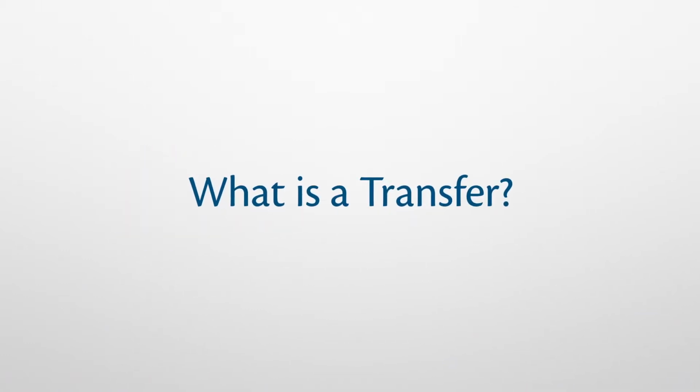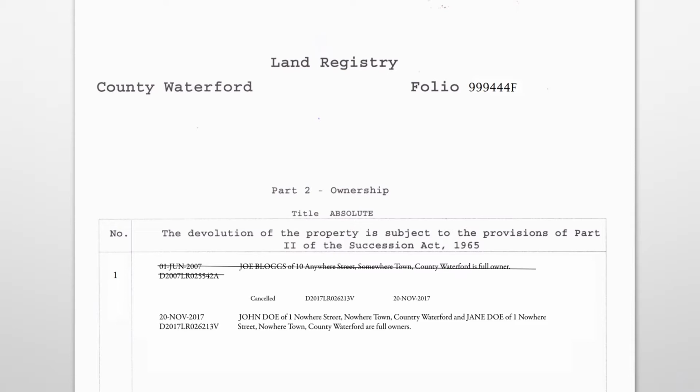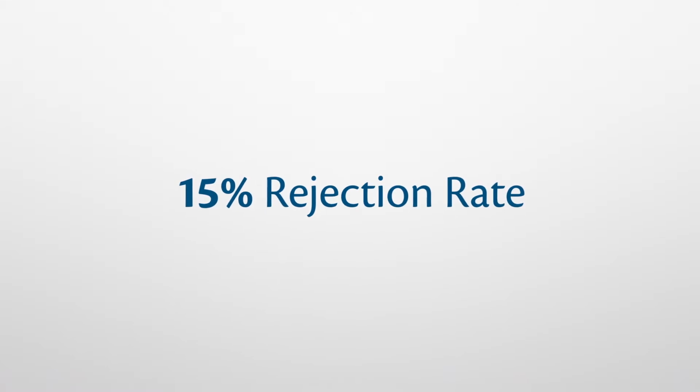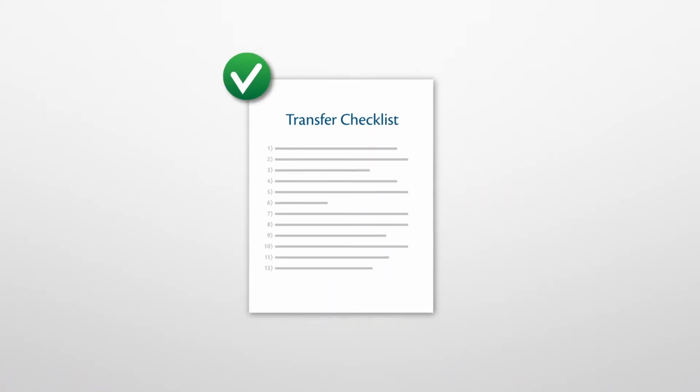A transfer is the most common means by which registered land changes ownership. Currently, the Property Registration Authority finds that on average 15% of applications involving a deed of transfer are rejected each year, often for routine errors. This video will cover the main reasons why an application to register a transfer is either rejected or queried, helping you to get it right first time.